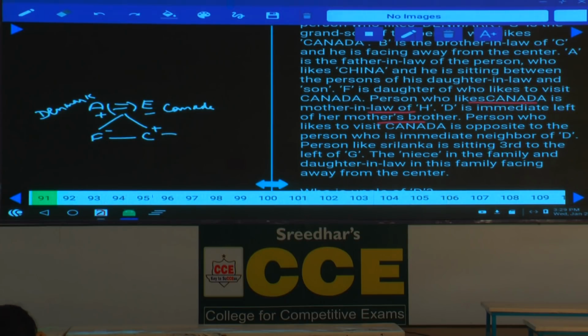That means this C got married, and this C got married to whom? H, and H is a female. And this F got married to whom? F got married to B, and B is a male. And again we are having some 2 different persons. So who are those 2 different persons here? G and D.